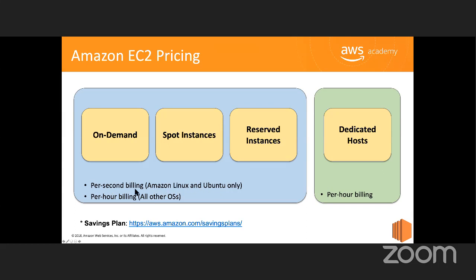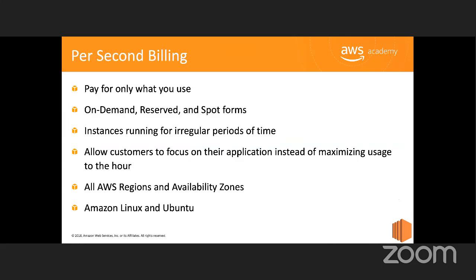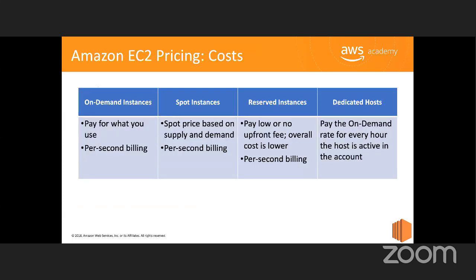When it's Amazon Linux and Ubuntu only, it is billed by second, and any other operating system is billed by the hour. So per second billing, you pay for what you use only. On-demand, reserved, and spot fit instances running for irregular periods of time, allowing customers to focus on their application instead of maximizing usage to the hour. Now the cost: on-demand instances, you pay for what you use, per second billing.